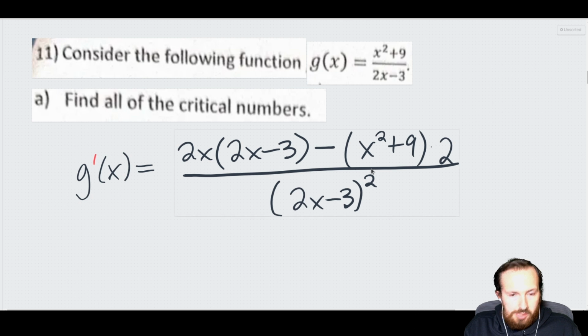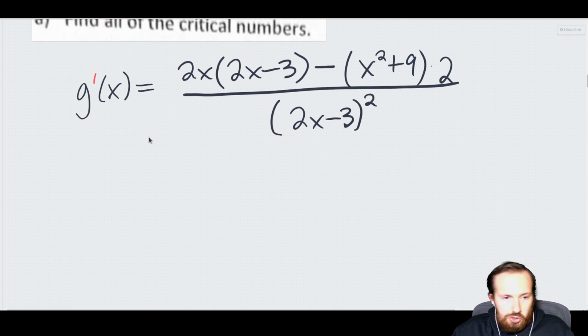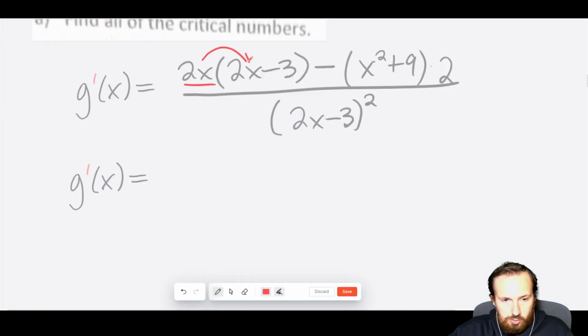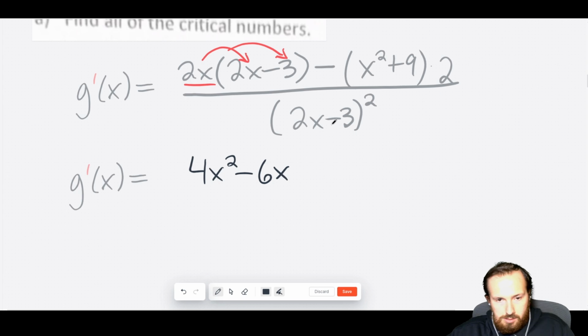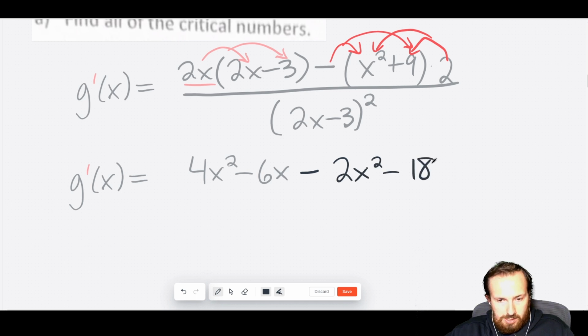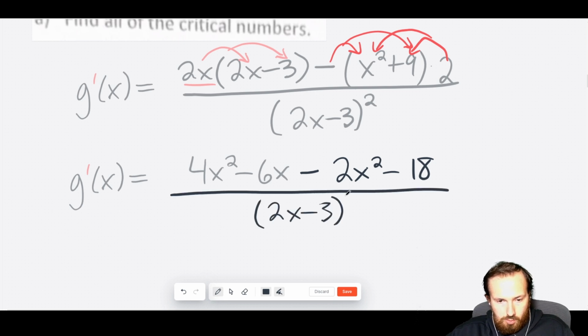Now, even though this is true, we probably want to simplify it down a bunch. So let's do that now. What's something we can do? The first thing we can do is distribute 2x into here. So what would that be? That would be 4x squared minus 6x. Hopefully that makes sense. And then the next thing we can do is distribute this 2 in here, and we can also kind of distribute the negative sign in if you want to think of it like that. So if we do those, hopefully it's clear that that would be negative 2x squared minus 9 times 2, which is 18. And then we're still all over 2x minus 3, the whole thing squared.